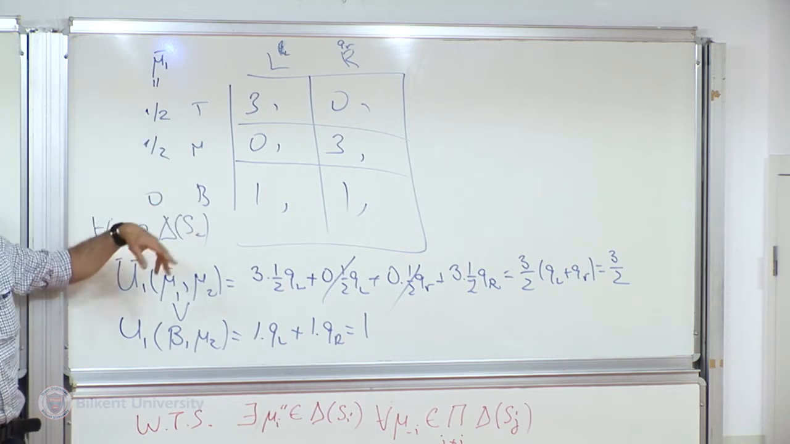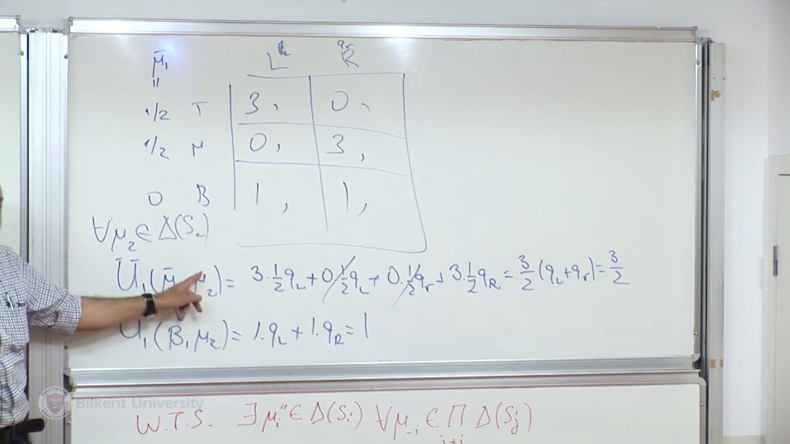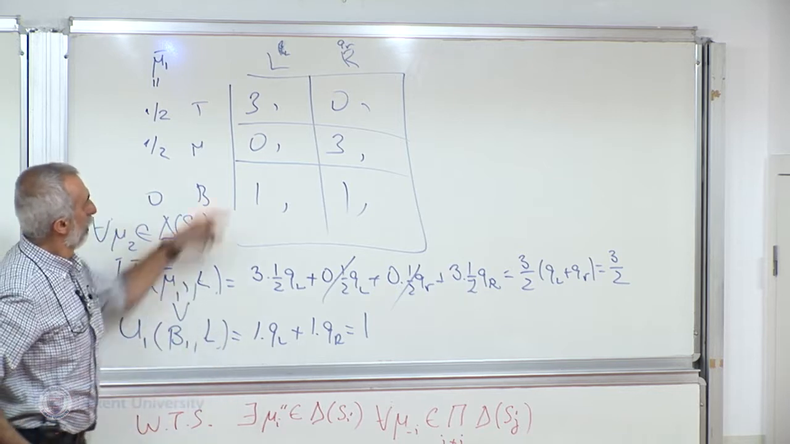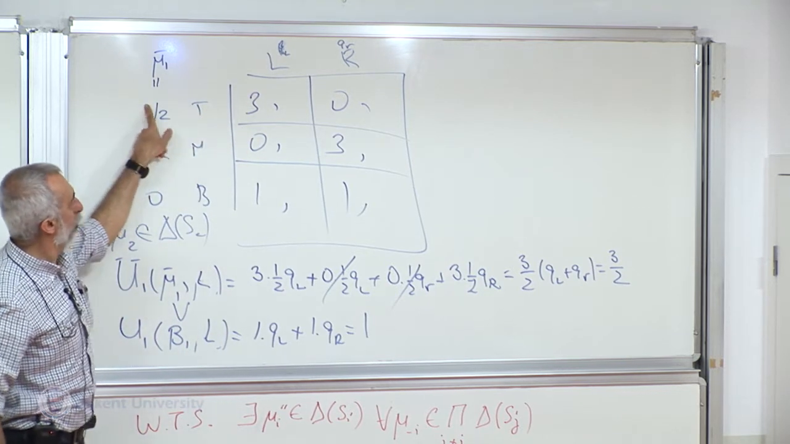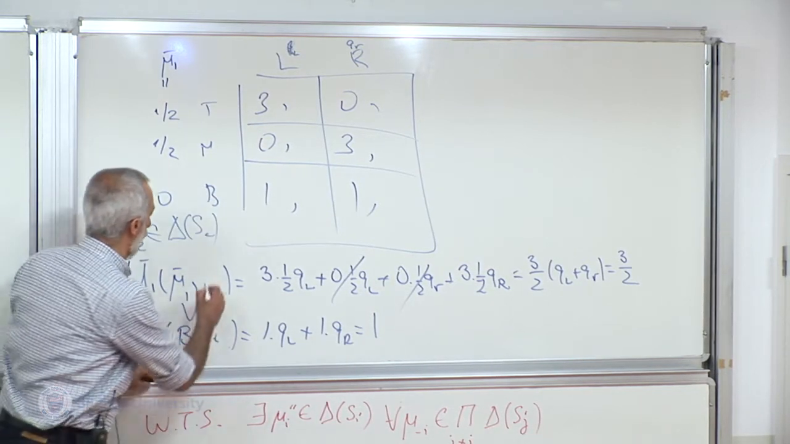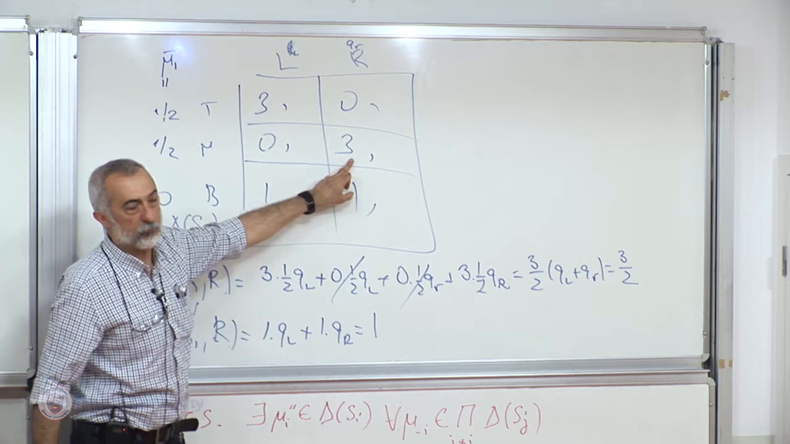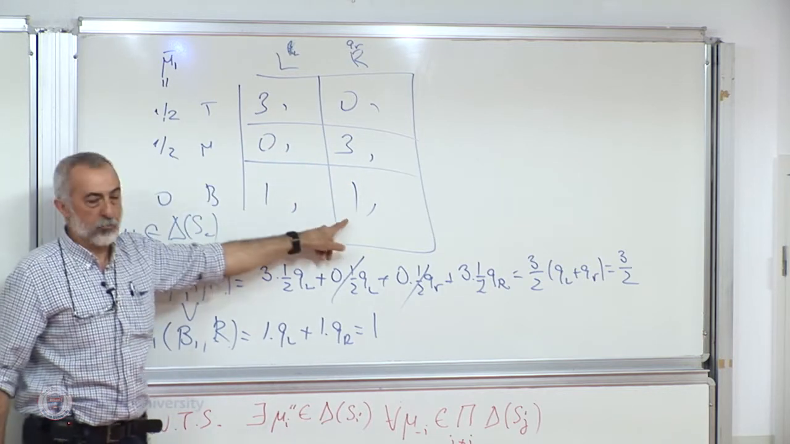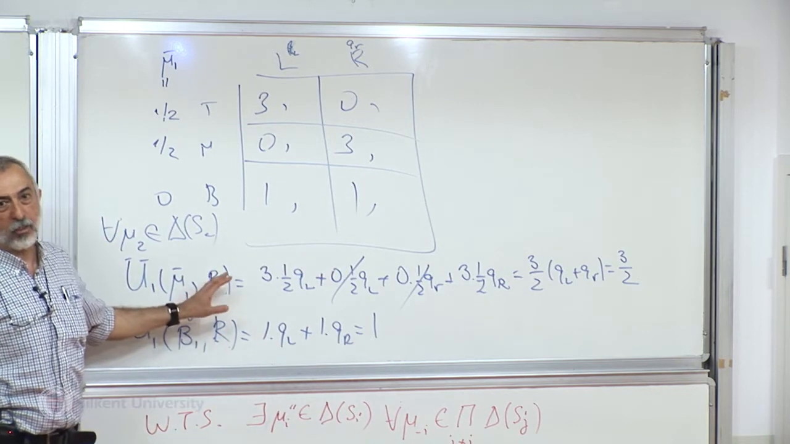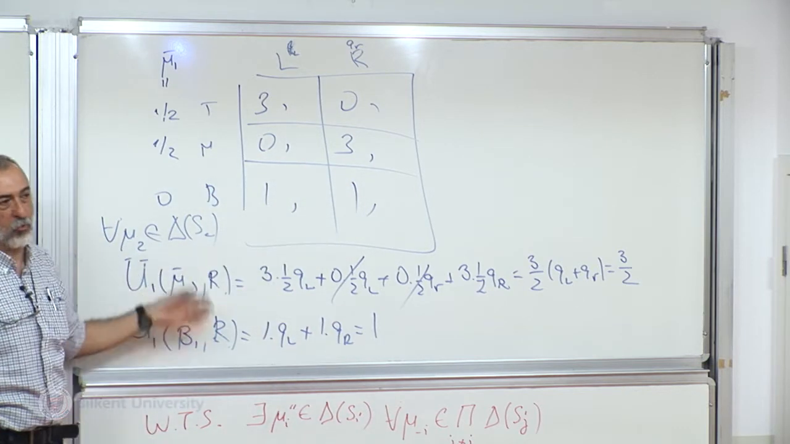Okay? Actually, given what we have just proved a little earlier, I didn't even have to worry about this. I could have said, put L here. 3 times 1 over 2 plus 0 times 1 over 2 is bigger than 1. And then I could have put R here. So 0 times 1 over 2 plus 3 times 1 over 2 is bigger than 1. So I didn't have to check against mixed strategies. I could have just checked against pure strategies of the opponent. But in this case, it was easy, so that's how I did it.